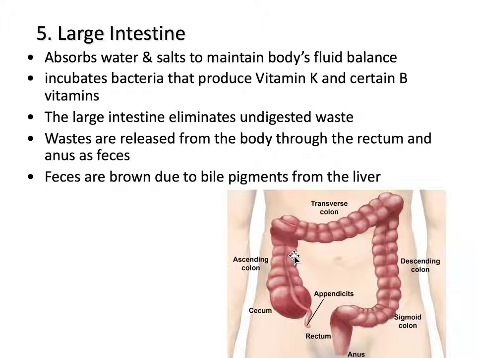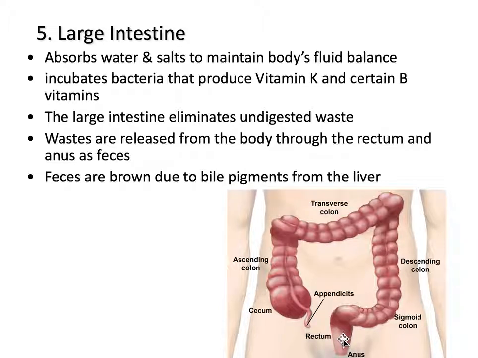Now, eventually we took everything good out of your food, and all the nutrients were absorbed, and what's left needs to be released from the body. So the waste is going to pass through the large intestine, the water is going to get absorbed, and a few other things, and then we're going to move into the rectum and the anus, and the undigested food is going to pass out of your body in the form of feces.